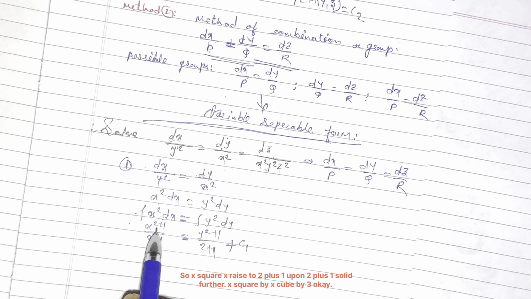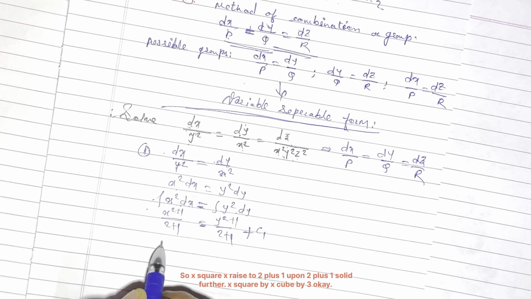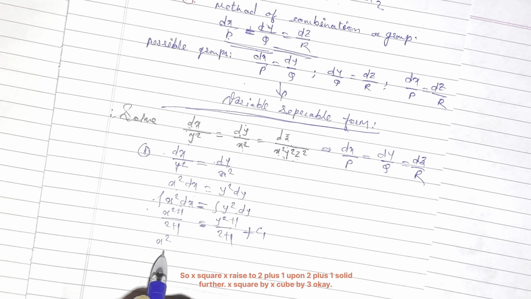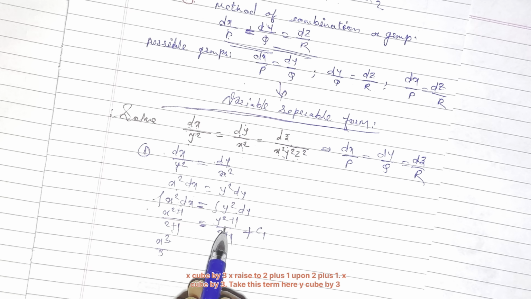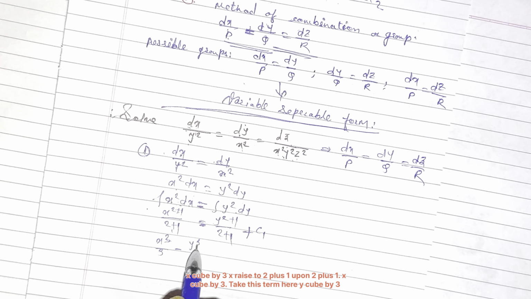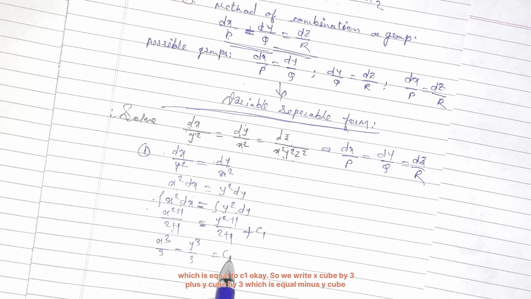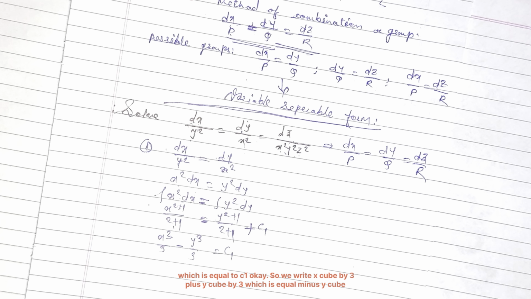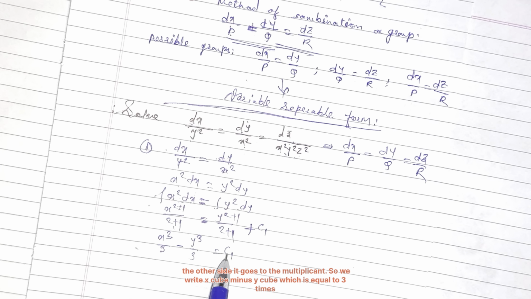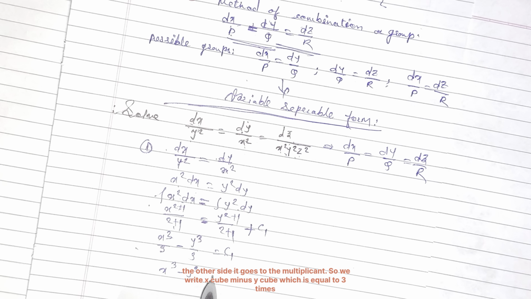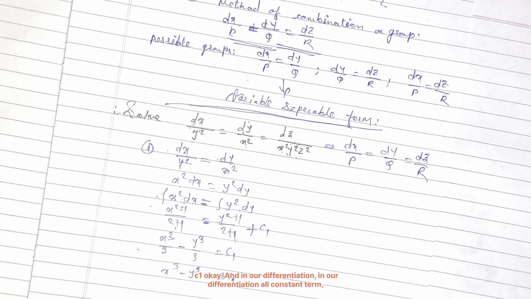So x raised to 2 plus 1 upon 2 plus 1, solve it further: x cube by 3. Take this term here, y cube by 3, which is equal to c1. So we write x cube by 3 minus y cube by 3, which is equal to c1. Now see that 3 is common here, take it outside and take it to the other side, it goes to the multiplicand. So we write x cube minus y cube, which is equal to 3 times c1.